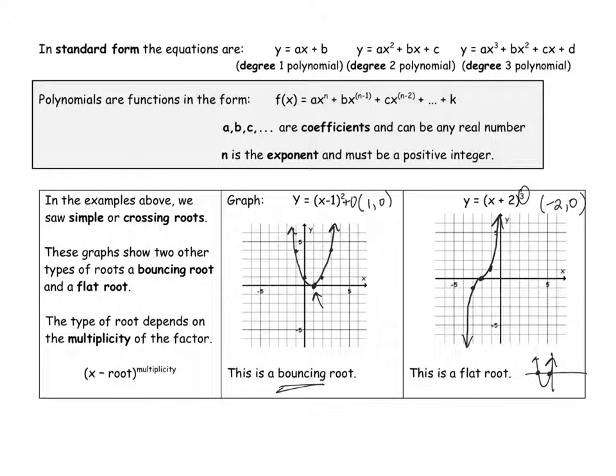So even though this changes direction, it's not on the x-axis and it's not a root. So the fact that it's just crossing through here, those are simple roots. So those are our 3 types: bouncing, flat, and just crossing or simple roots. Final direction is down.